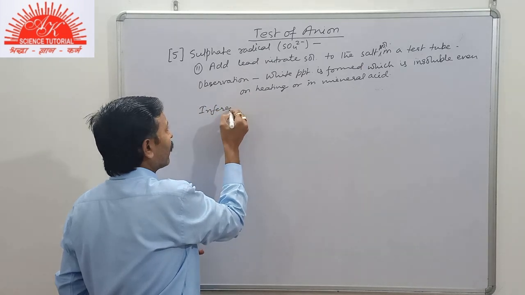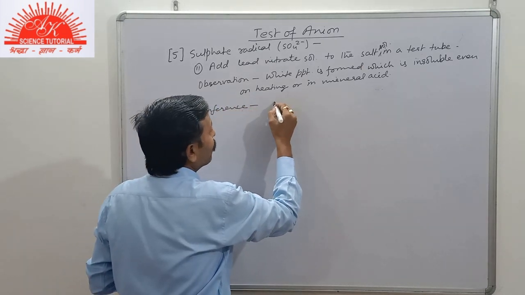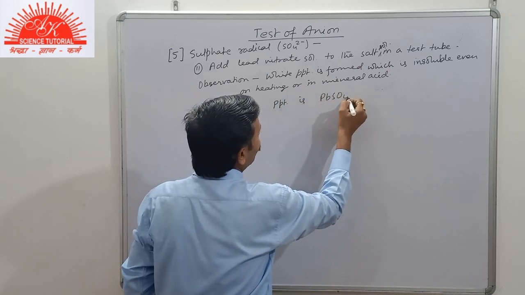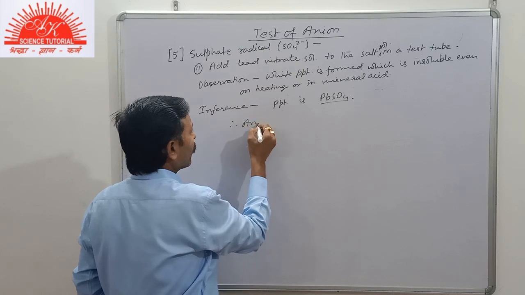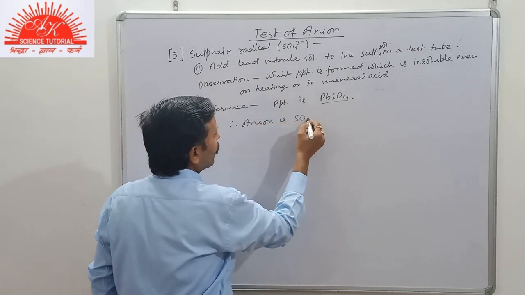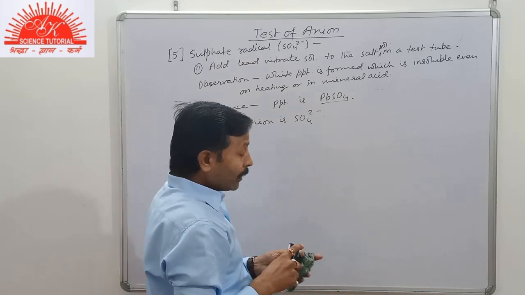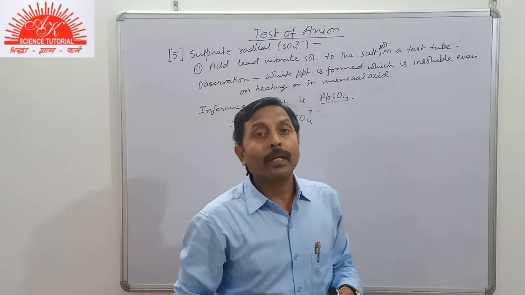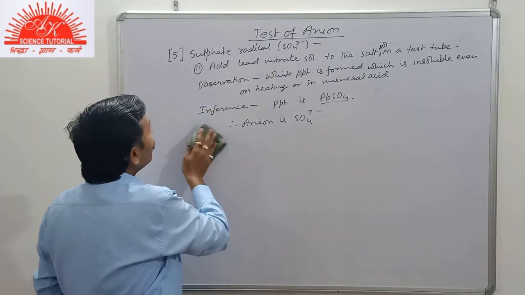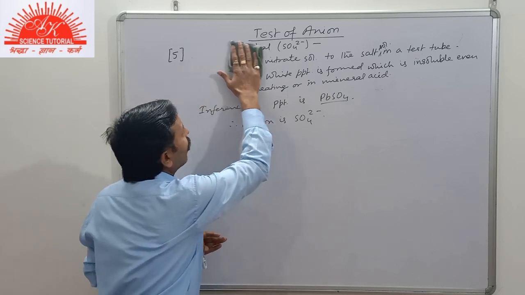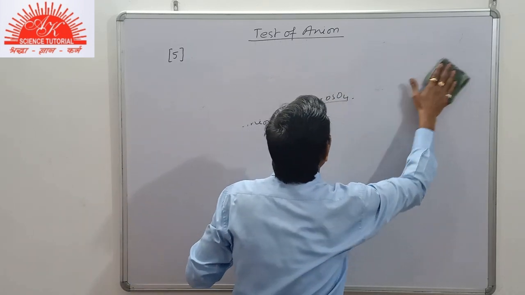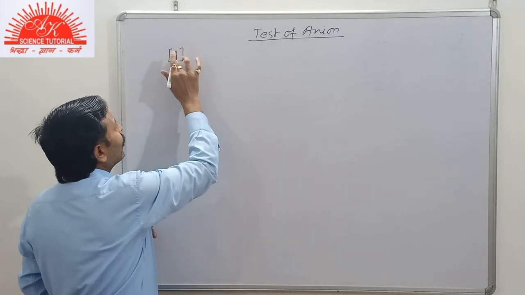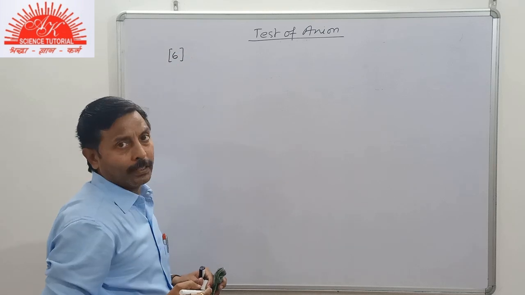Inference: the precipitate is PbSO4. Therefore the anion is sulfate ion. So using these two tests, you can identify that the salt contains sulfate ion, or that the salt is a sulfate salt. If the question asks what type of salt it is, then you will write sulfate.